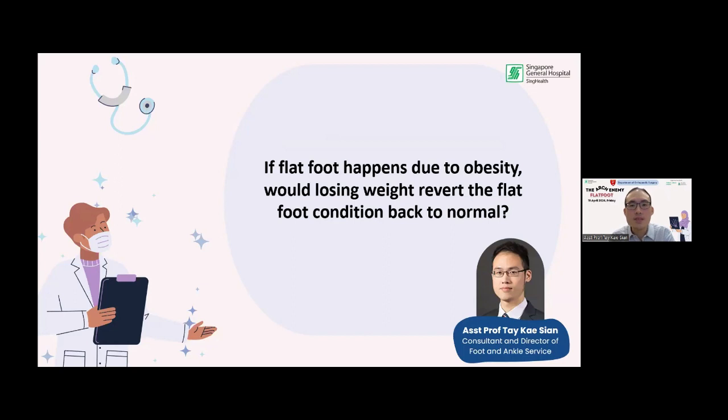However, most of the time, if you have a flat foot, losing weight will not cause the arch to come back. As Gordon has alluded to earlier, most of the time the cause of the flat foot is not reversible, and you can't make the arch come back. But we can control the symptoms and reduce the amount of load in a patient who has already got symptomatic flat foot.